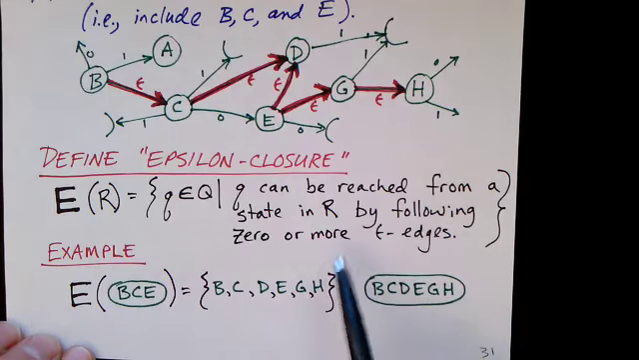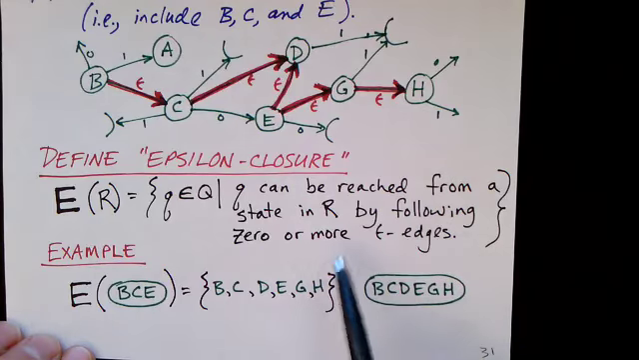So we can reach B, C, D, E, and G, and H. We can reach B, C, and E because we're already there. And we can also reach D and G by taking one epsilon edge. And we can reach H by taking an entire pathway of epsilon edges. So these are all the places we can reach from B, C, and E. So this function, the epsilon closure, is applied to a state in the deterministic machine we're building. I've symbolized it by drawing a circle around it. And it leads us to another state in the deterministic machine we're building.